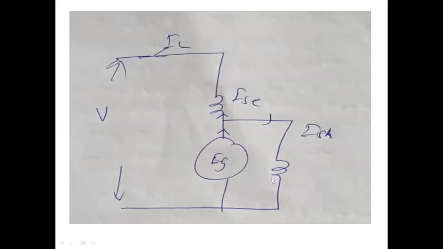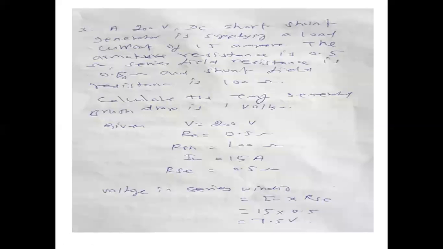So short shunt means the shunt field winding of the compound generator is connected across the armature. This is called a short shunt, right? So this data is the short shunt case. The generator supplies a load current of 15 ampere. The armature resistance is 0.5 ohm, the series field resistance is 0.5 ohm and the shunt field resistance is 100 ohm. We have to calculate the EMF generated, and the brush drop is also given.